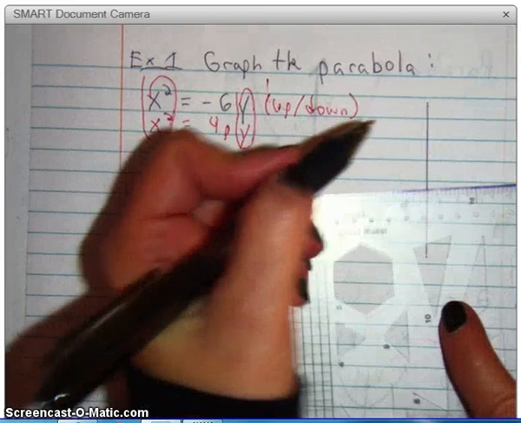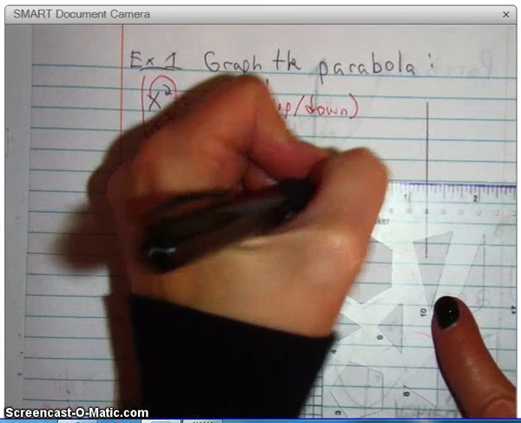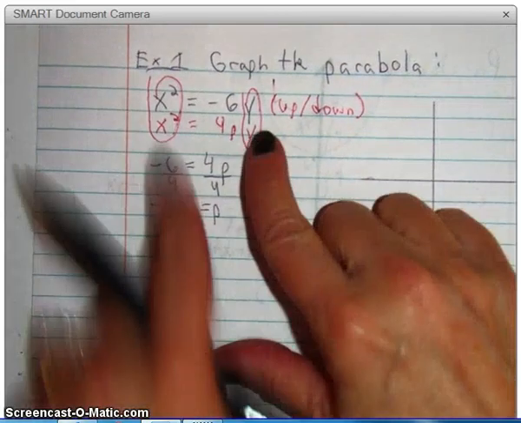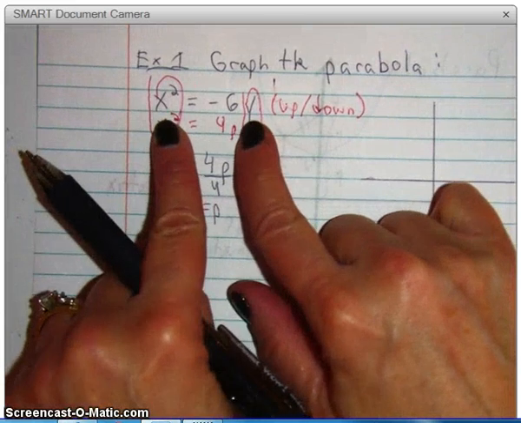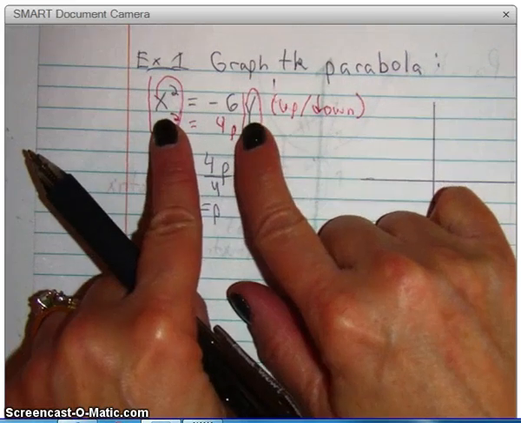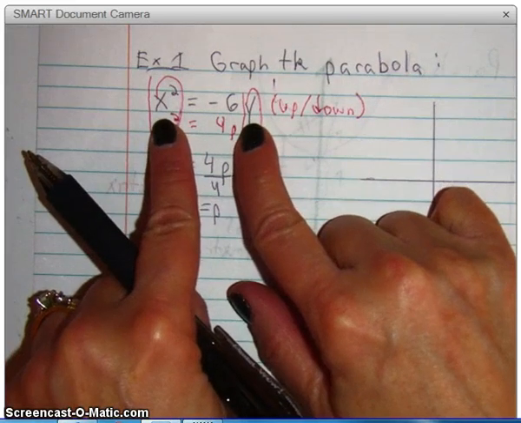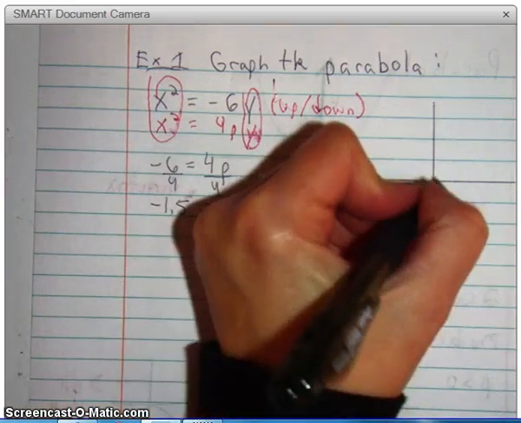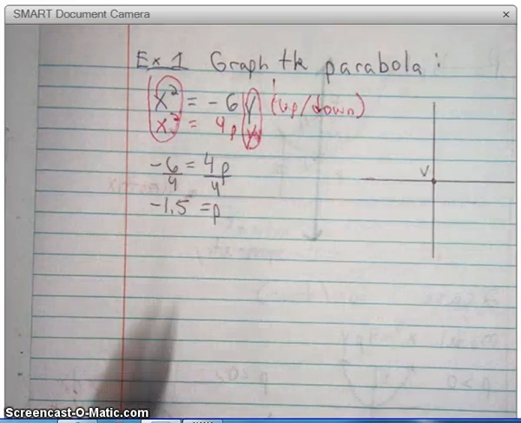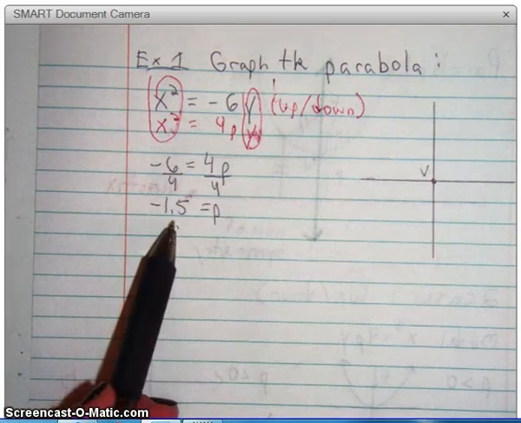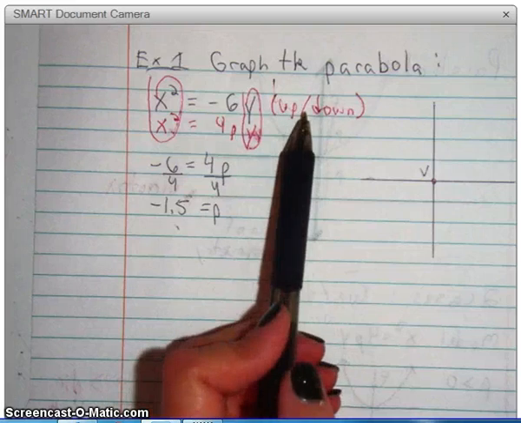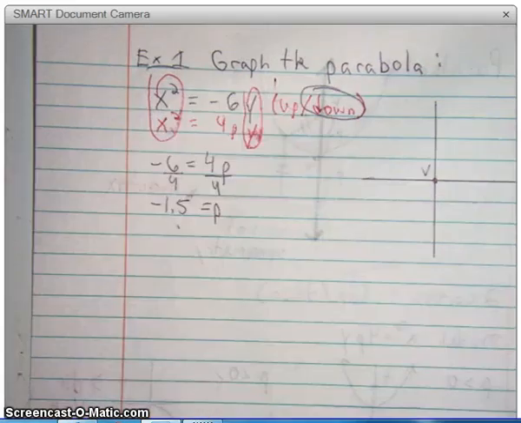You go down 1.5 and up 1.5. Well, first of all, let's talk about the vertex. Is there any opposite of h, opposite of k here with x and y? No. So vertex we know is at 0, 0. When p comes out to be negative, Leah, which way does it open, up or down? Down. So I'm going to circle down.